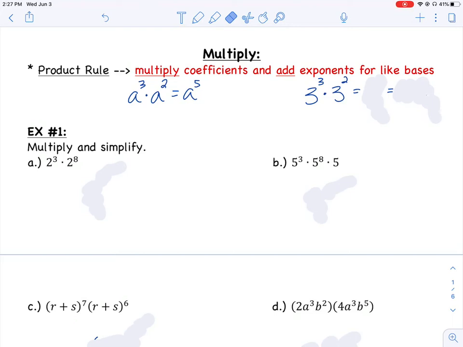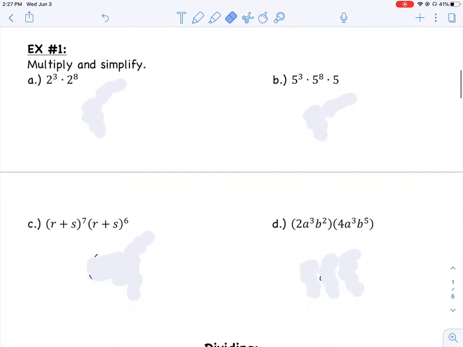Here's another example. Students get a little bit confused when the bases aren't variables, but it would work the same way as long as your bases are the same. So if I have 3 cubed, that means I have 3 times 3 times 3, times 3 squared, that's another 3 times 3. I really have 3 to the fifth, right? I have 5 threes, and then I can do 3 times 3 times 3 times 3 times 3 and get 243. As long as your bases are the same, you should be able to combine them into one base by adding their exponents. Let's do a few examples here.